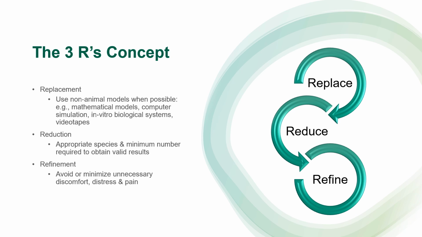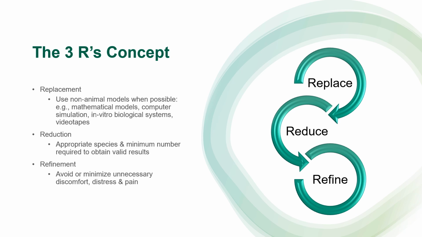The first R stands for replacement. This principle encourages us to find alternatives to using animals in research whenever possible. These alternatives include mathematical models, computer simulations, in vitro biological systems, and even videotapes.